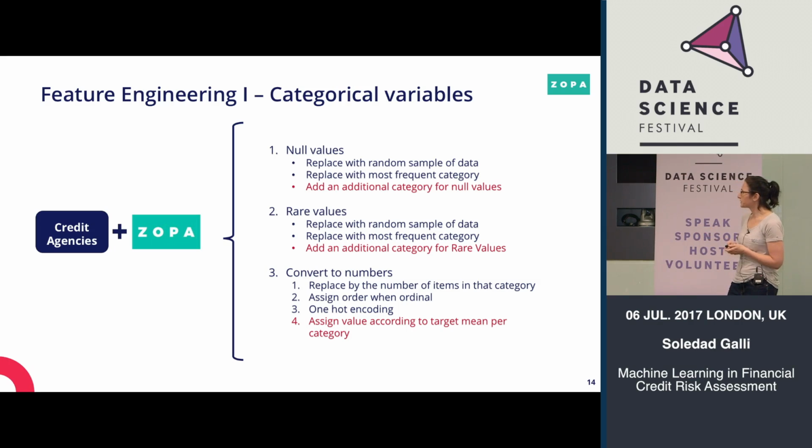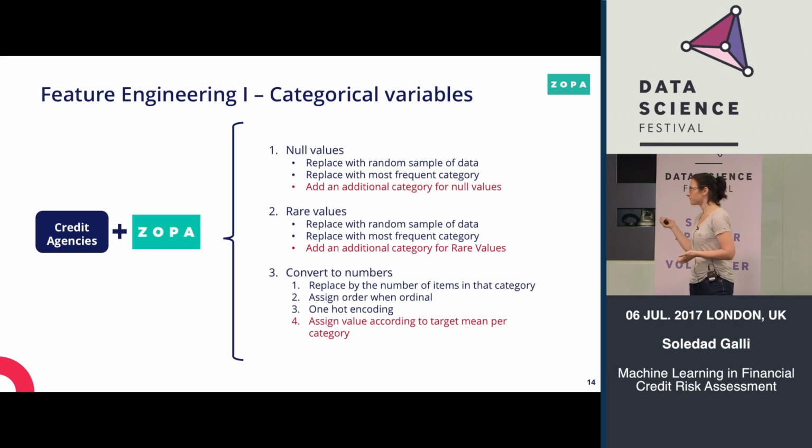Another common procedure is to assign some sort of order. If you have reasons to believe that your variable is ordinal, for example, days of the week, you can assign number 1 to Monday and number 7 to Sunday. So that's another valid procedure.